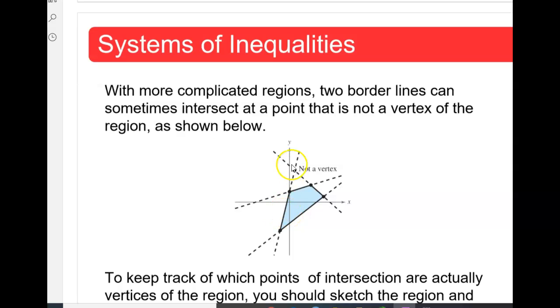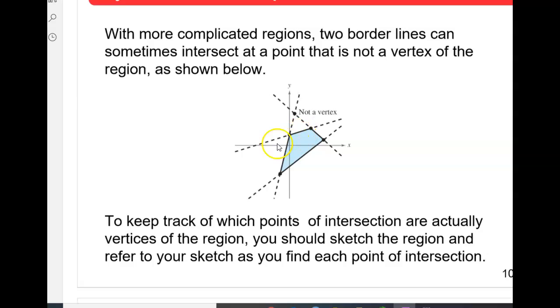That is the area. However, this intersection of two lines is not inside the region of the solution of that system. So even though it is an intersection, it's not considered a vertex. So yeah, this will be a challenging one.